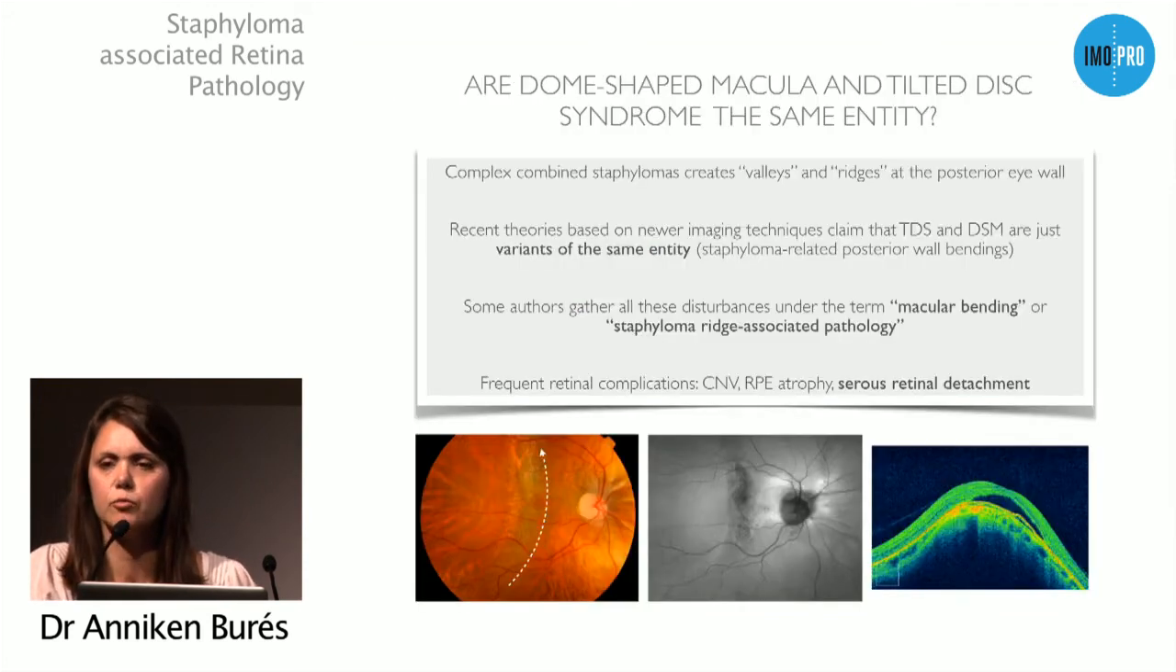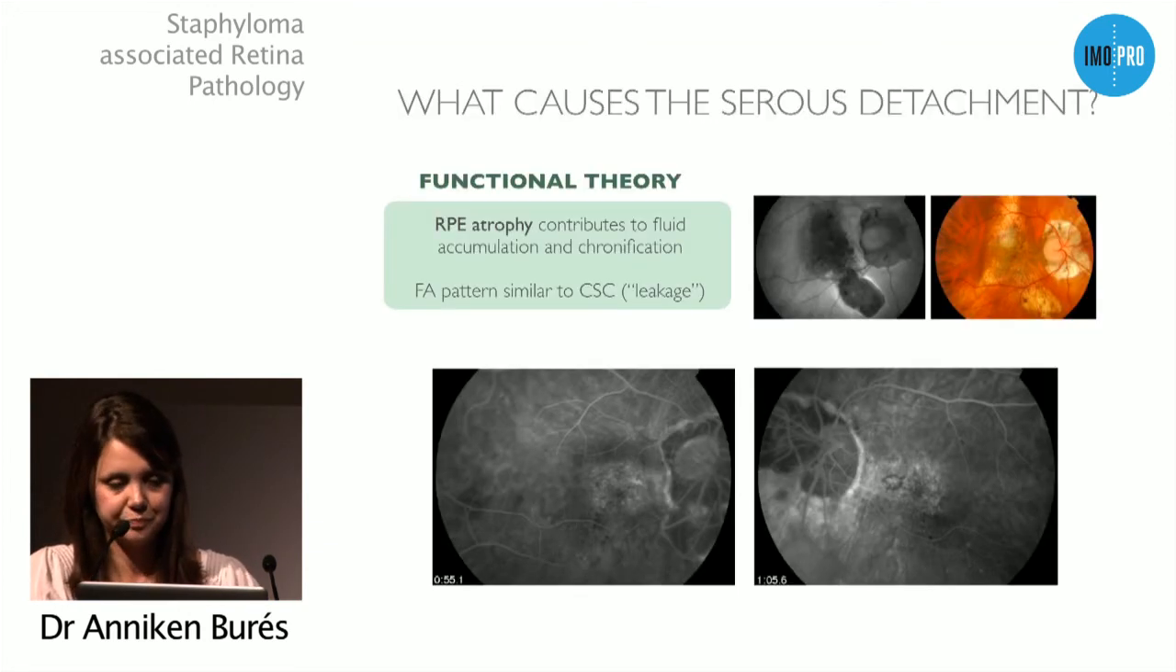But could these different entities actually be the same? Well, probably. The fact is that staphyloma morphology is more complex and variable, and therefore many authors tend to consider nowadays that both the tilted disc syndrome, the dome-shaped macula, and other similar variants could be the same, and probably it would be more correct to talk about macular bending, or a more accurate term would be the staphyloma-ridge associated pathology. But why are complications so frequent at this site?